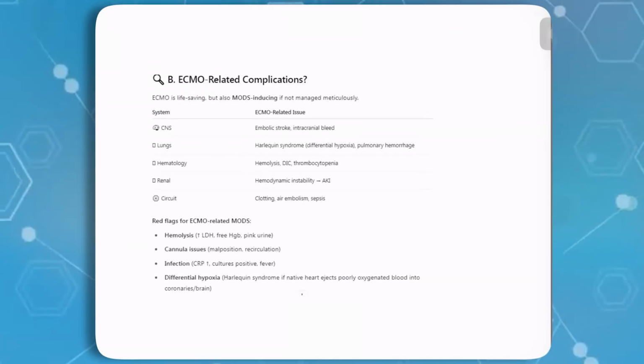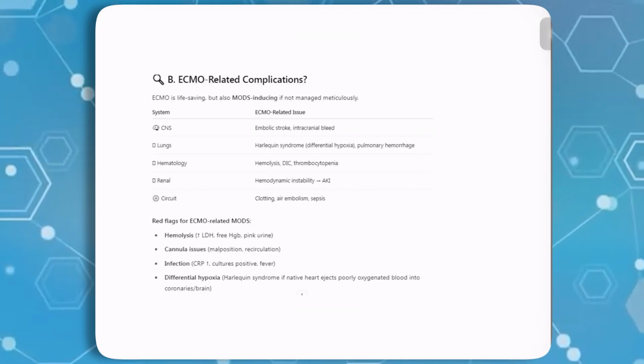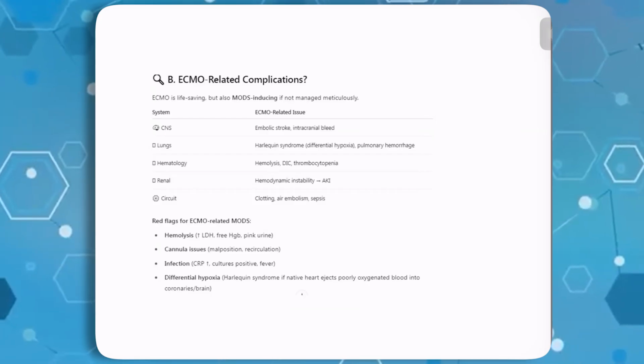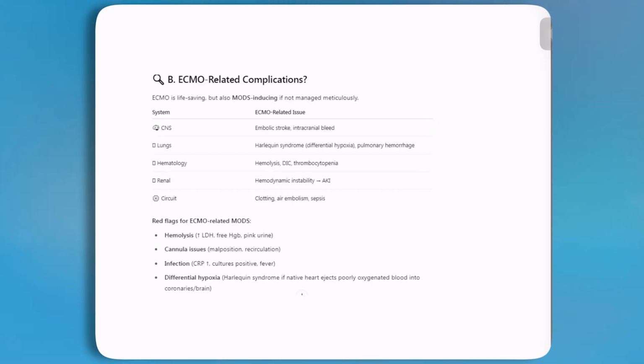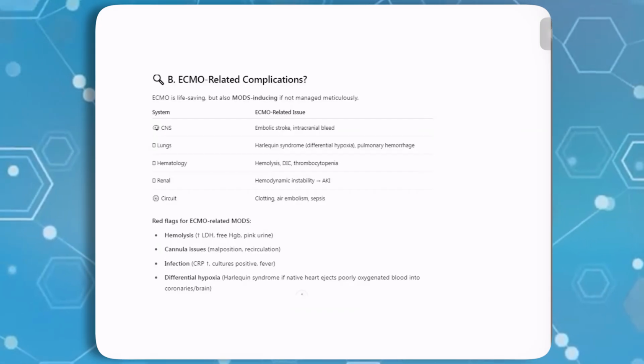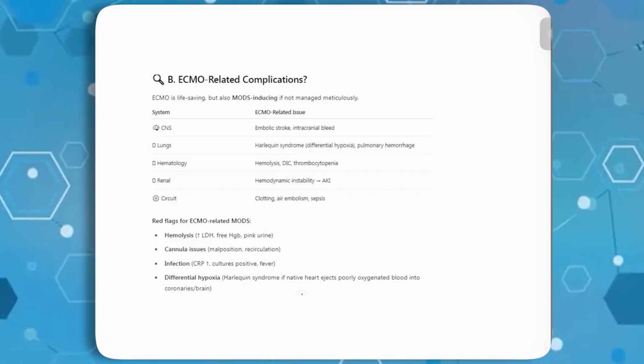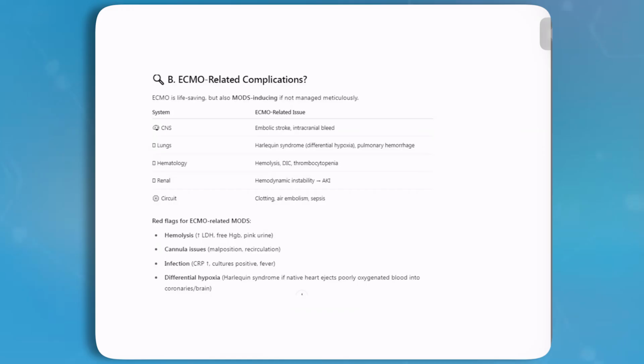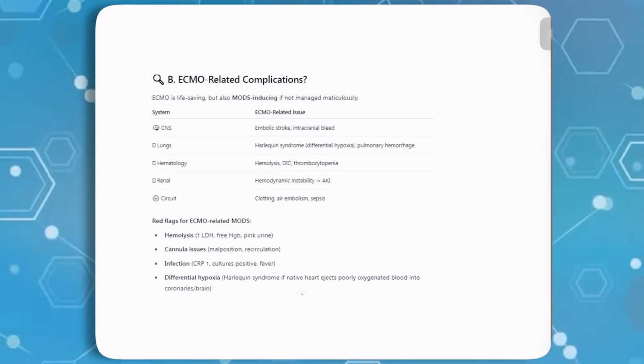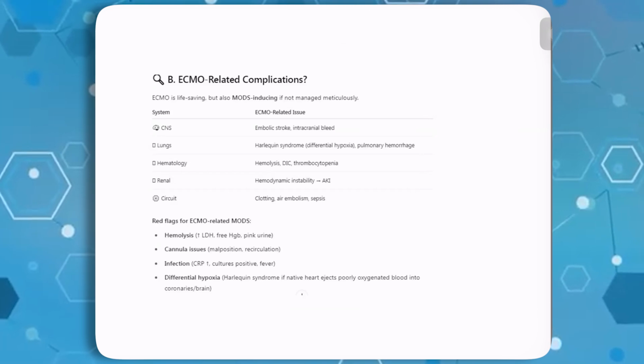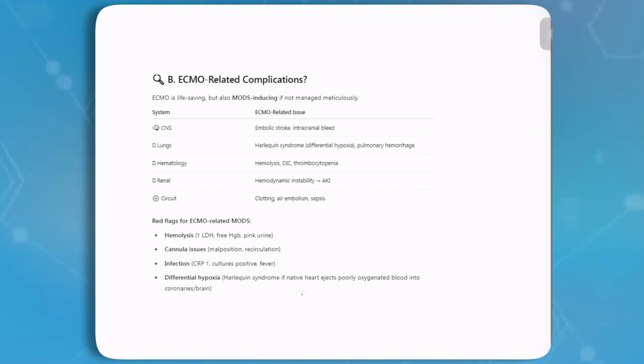If it is an ECMO-related complication, then you should know all of them. It can happen in the CNS, that is, embolic stroke can happen because of improper anticoagulation, or a bleed can happen in the brain, intracranial bleed. Lungs, Harlequin syndrome, that is a differential hypoxia, one lung well ventilated, other lung poorly ventilated. So hypoxia on one side, blue on one side, red on one side. So it's called a Harlequin.